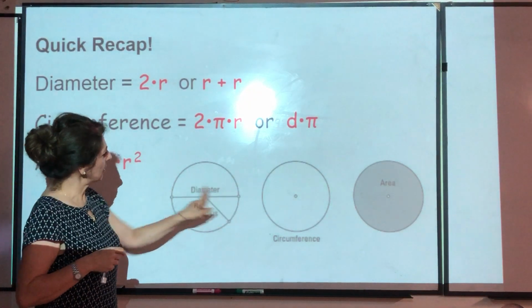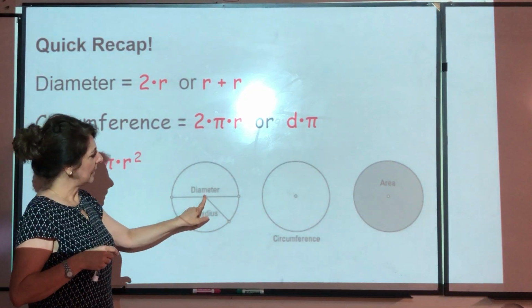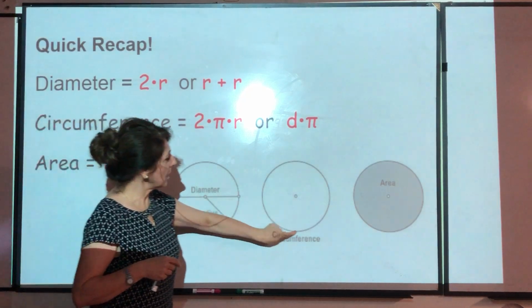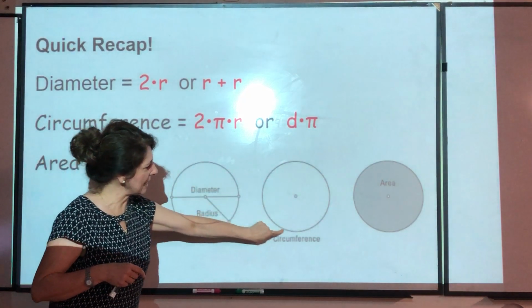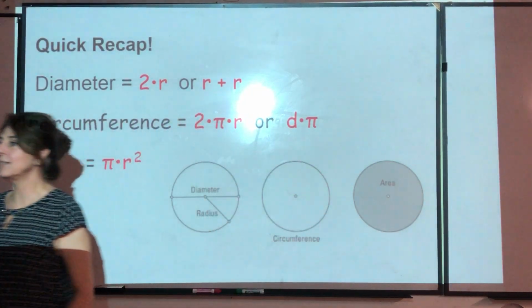Here, diameter goes from one side to the other through the center. And radius is from the center to the circle. Circumference is the line around the circle. And area is everything inside the circle.